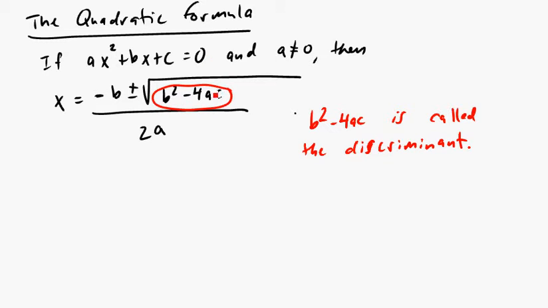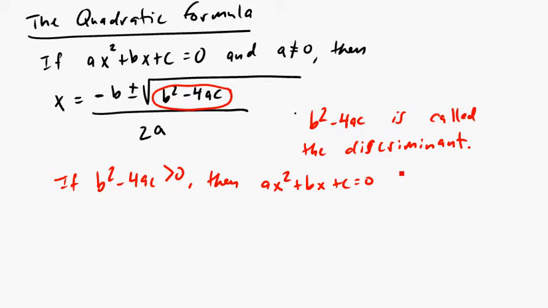We know that if we have a positive number inside of the square root, then when we take the square root, we'll get another positive number, and x will be two different things. One when we add the square root of that number, and one when we subtract the square root of that number. So if the discriminant is positive, then the equation ax squared plus bx plus c equals 0 has two real solutions.